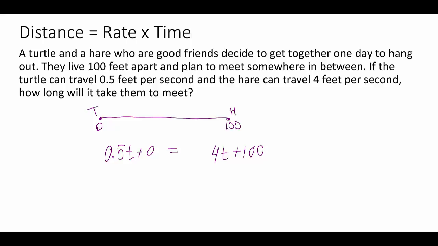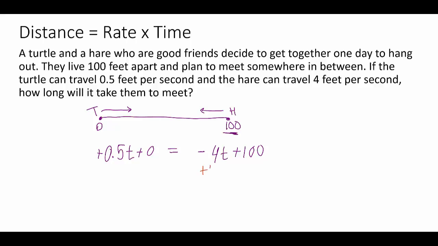So since the turtle starts at 0 and is going right, the positive direction, he's getting closer to 100, so his distance is going to go up, so this should be positive 0.5t. But the hare is going to the left, which in graphing is our negative direction, and we know that we want it to be getting smaller than 100 as it moves towards the turtle. So we're going to put a negative right here. This is the equation that we would solve to work out this problem.